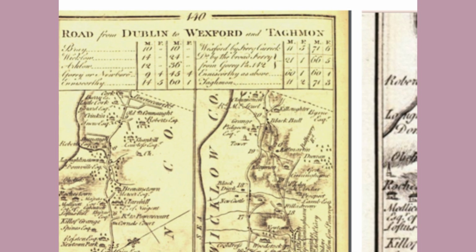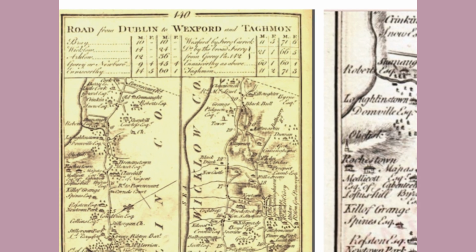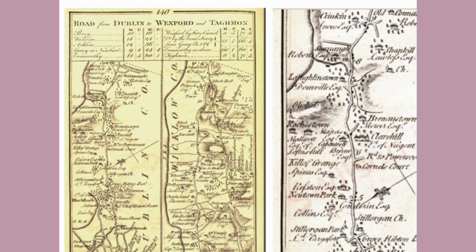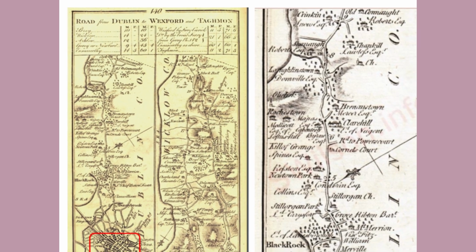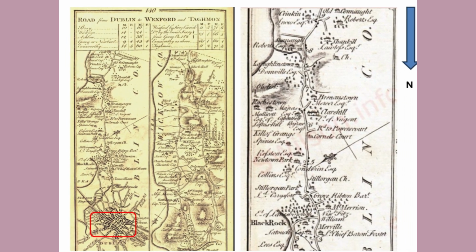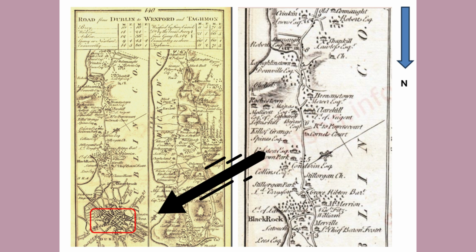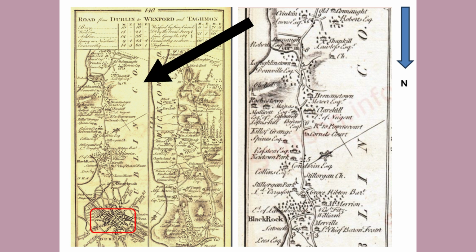In the book, Stillorgan appears on map number 140 with the various houses owned by nobles and gentlemen along the route and named on the map. So obviously, I guess to our minds, the map is upside down because I've marked Dublin and it's at the bottom and Shankill is at the top. So it's kind of going north-south the wrong way around from what we would think.